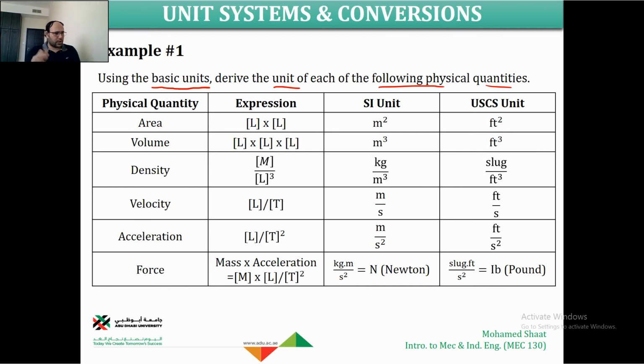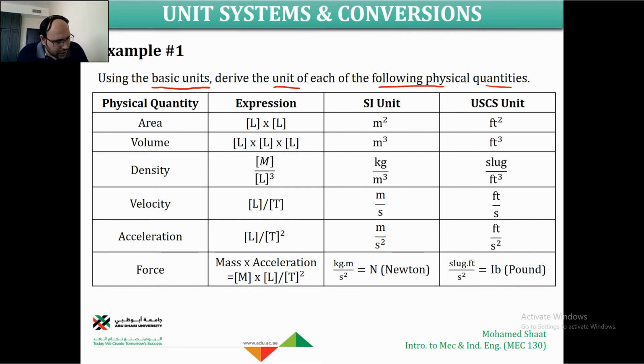Area is a physical quantity that describes the space over a certain surface. Like, what is the area of this table? It describes the free space over this table that you can use. The volume is a physical quantity that describes the space occupied by an object. Like, what is the volume of this calculator? It consumes a certain space. That is described by a volume.